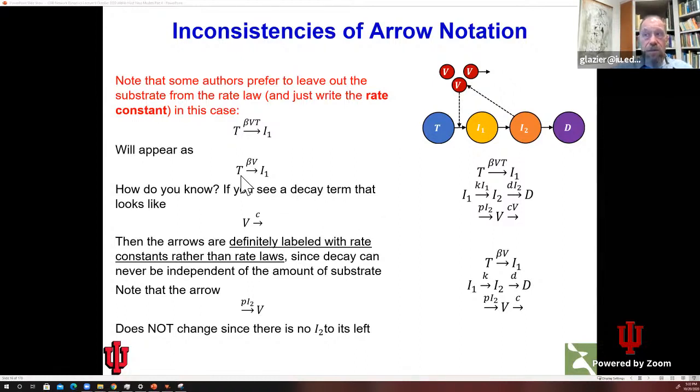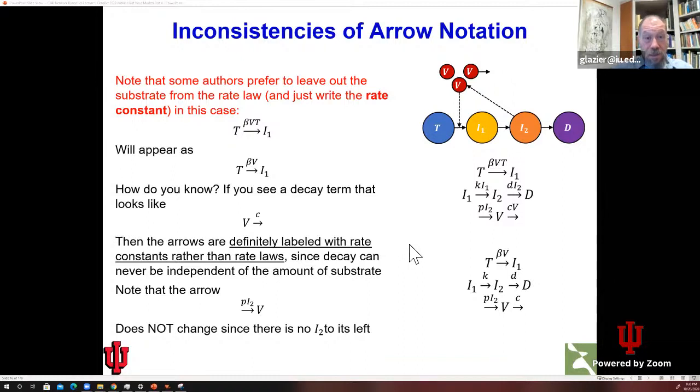To some extent, you can see that already in the equation here. T goes to I1 at rate beta V. If you ran out of T, if T were 0, this rate doesn't go to 0. And since we know the amounts of our species can't go negative, that doesn't make any sense. And so you have to be aware of that.